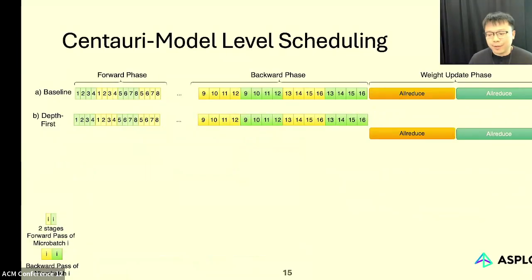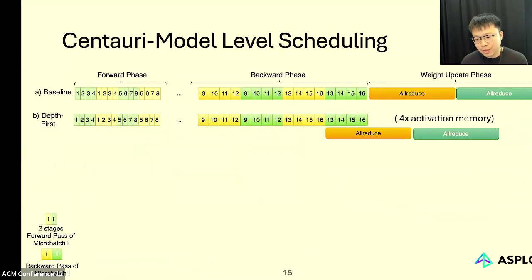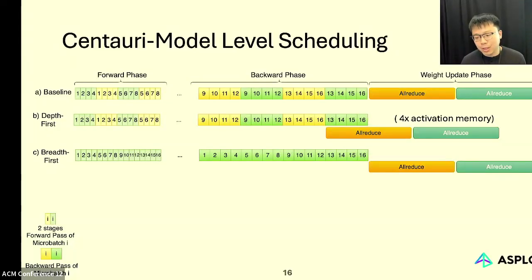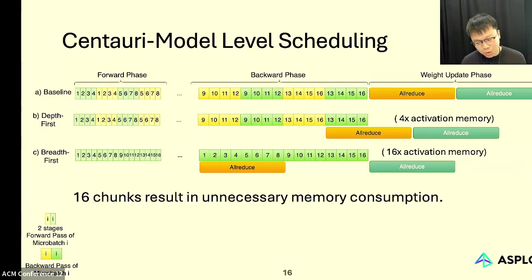And the final scheduling level is the model level. Firstly, we consider the model timeline under the pipeline and data hybrid paradigm. If we use the depth first scheduling, we can move the all-reduce operation of this yellow stage forward. However, only 4 chunks are not enough for fully overlapping. But if we use the breadth first strategy, that is with a large micro batch size, such as 16, although it can overlap more communication, it also needs unnecessary memory consumption.